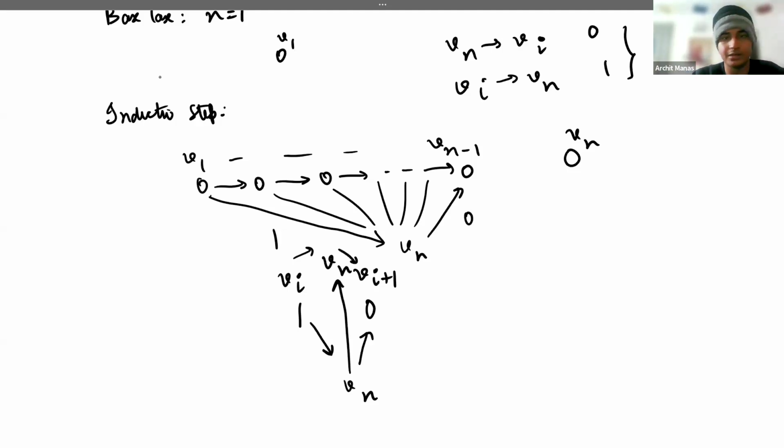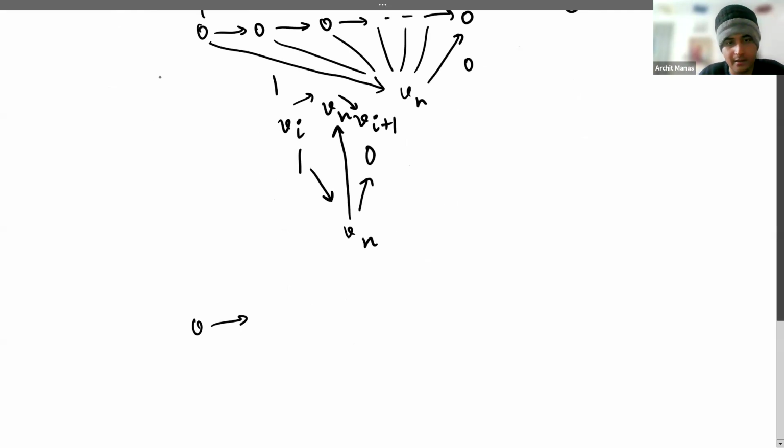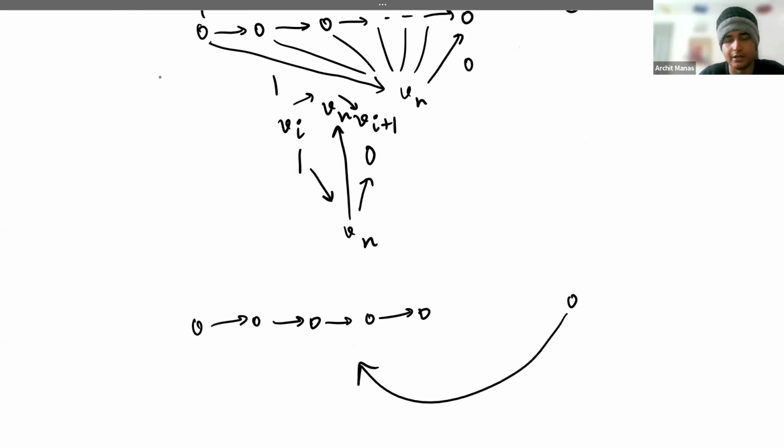The maximal path argument runs exactly the same way. Just look at the maximal path, and if it does not contain all the vertices, then you again consider a vertex outside the path and include it as we saw.